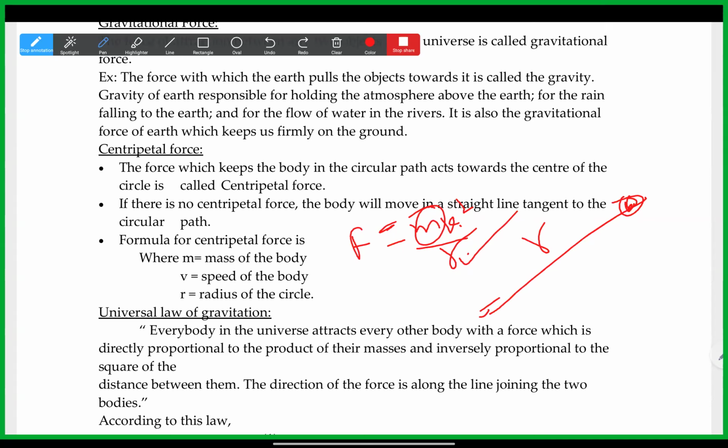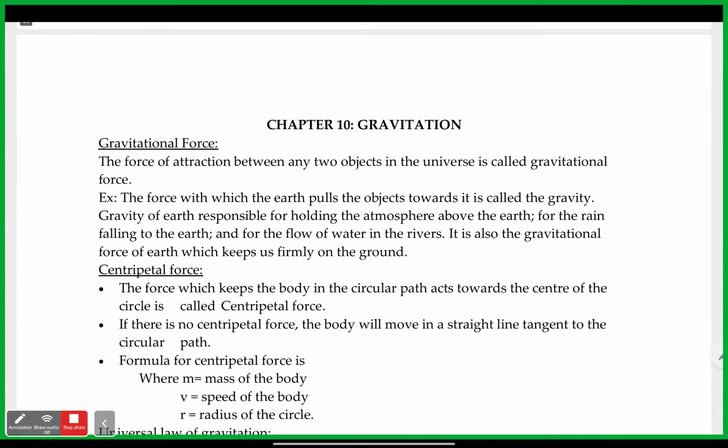Any doubt, Pranav? Sir, I understood. So the formula is mv squared by r. I think I remember correctly.